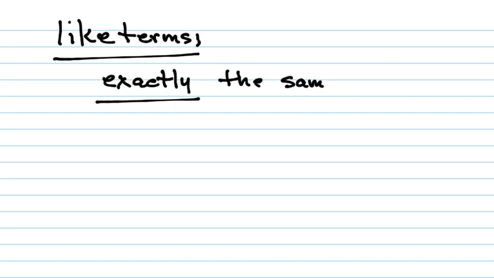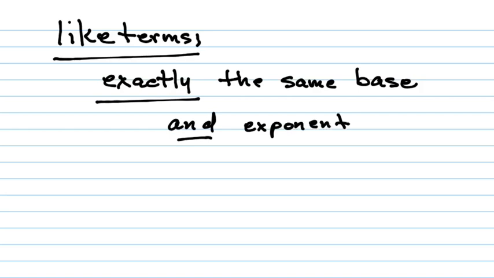Okay, now, we haven't put any variables in, so we need to talk about putting variables in. We need to talk about what like terms are, and again, this is review, so that's why I'm spending so much time with this sign. Terms are only like terms if they have exactly. Now, if I'm going to write down the word exactly, and underline it, what does that tell you? It's important. Thank you. Exactly the same base. Good job. And exponent. Not just one, but both of them have to be the same.